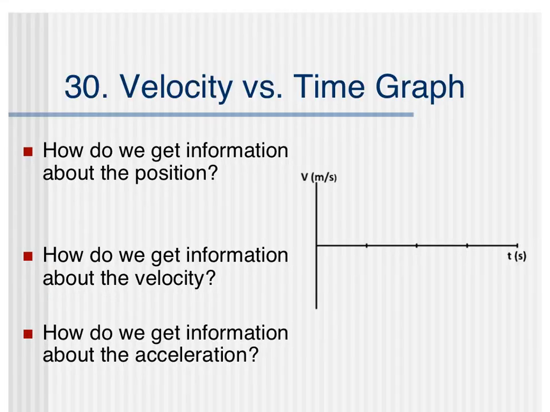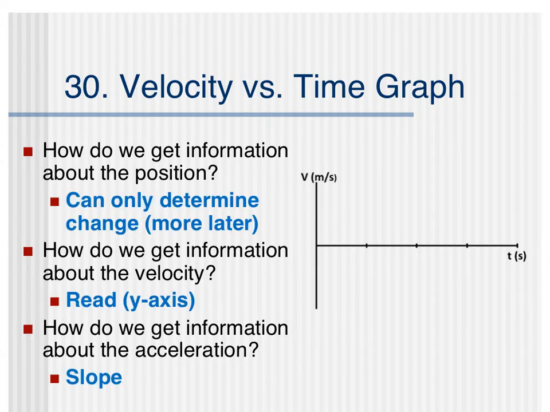Moving on to velocity, same basic three questions. How do we get just basic information about position, velocity, and acceleration? So, moving on to a velocity graph, the only thing we can actually get about the position is the change in position. And so we're going to hold off on talking about this until we do a mathematical piece to this. But for now, just know that the only thing you can get about the position is the change in position. How is it changing? Is it becoming bigger or is it becoming smaller?